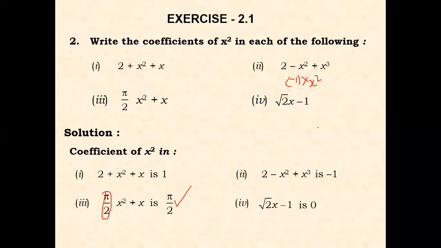Fourth part, root 2x minus 1 we have, and we don't have x square in this polynomial. So we say the coefficient of x square is 0. Whenever we don't have such terms for which we are finding the coefficients, we write the coefficient to be 0.